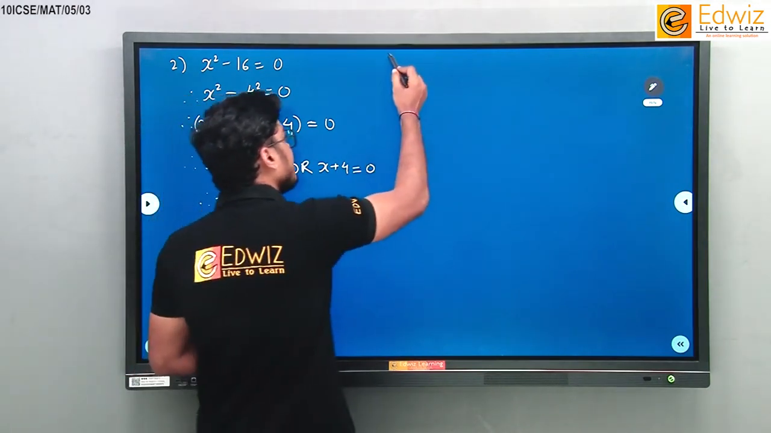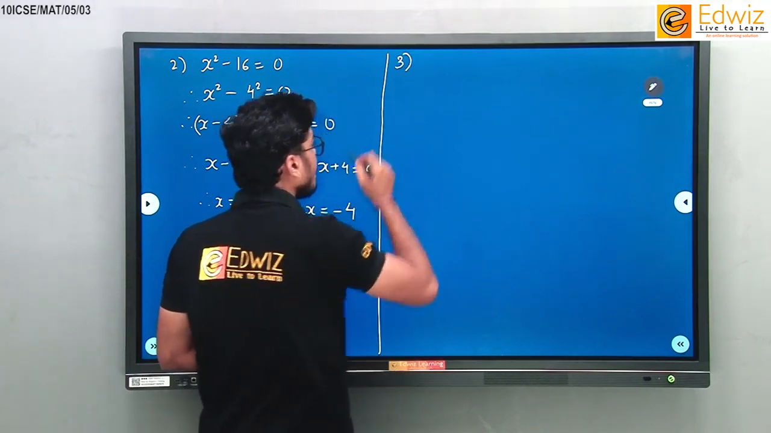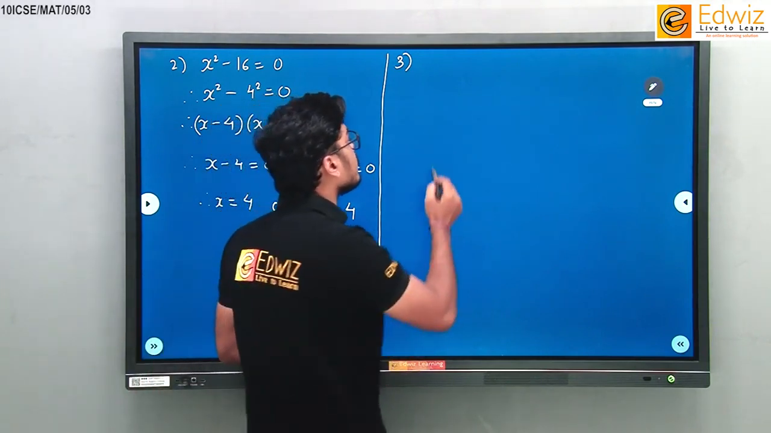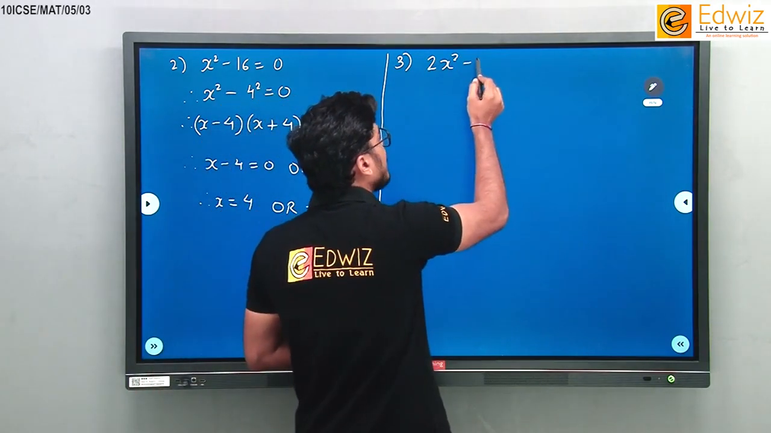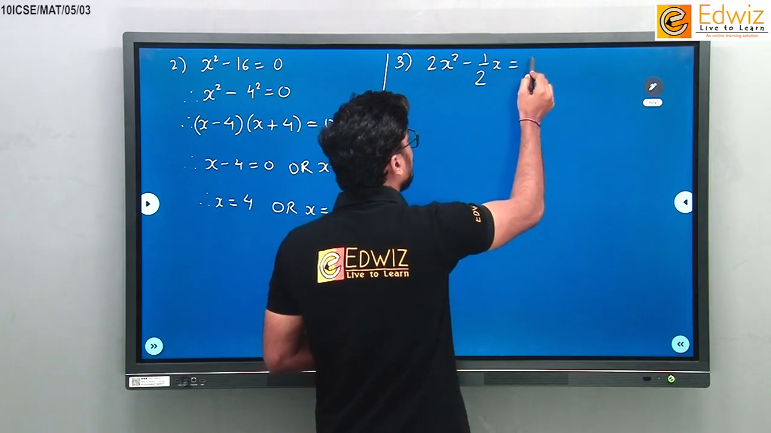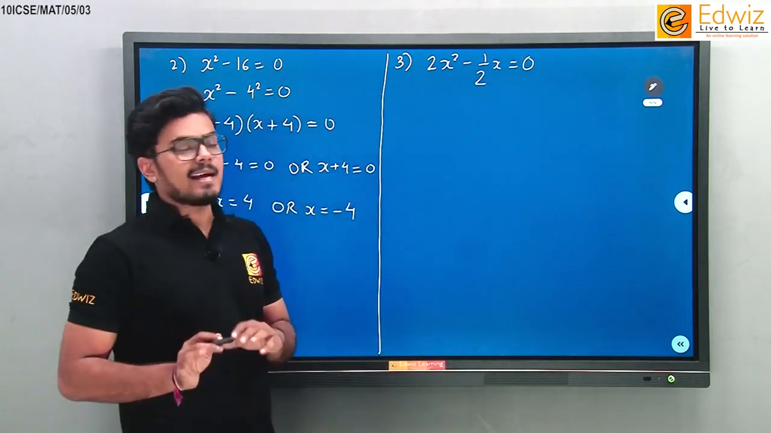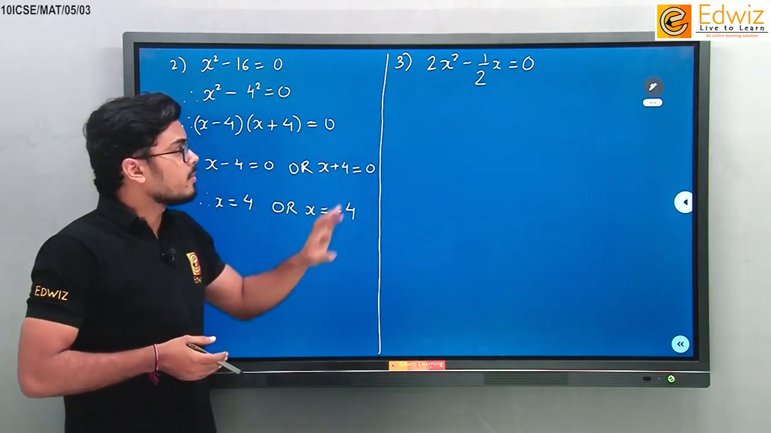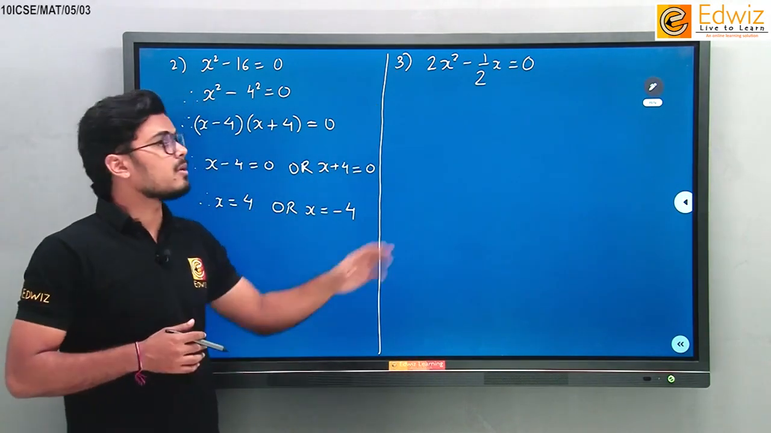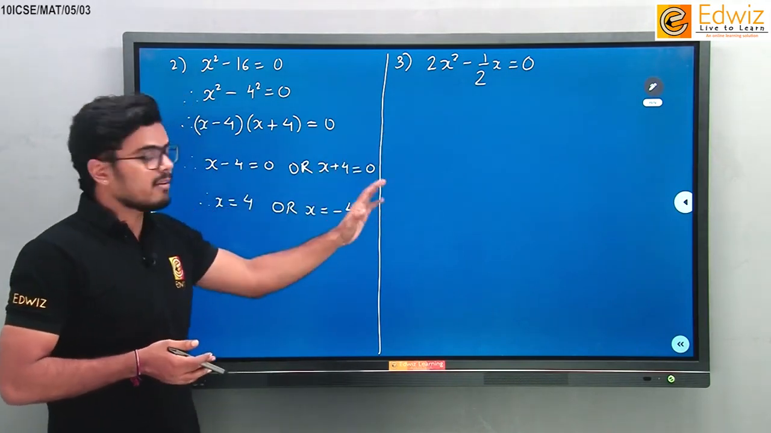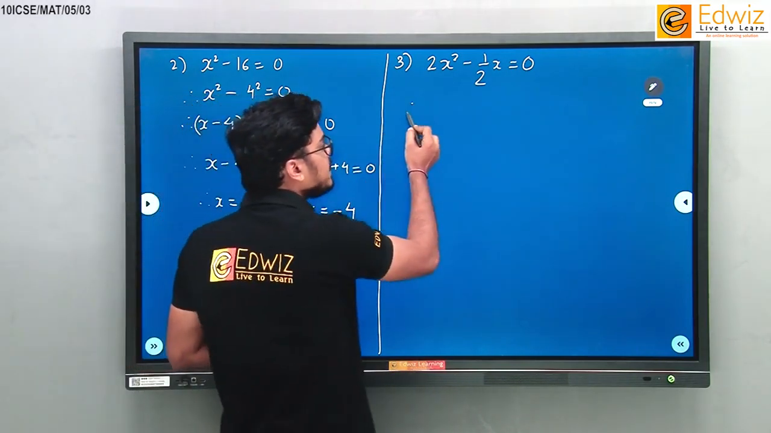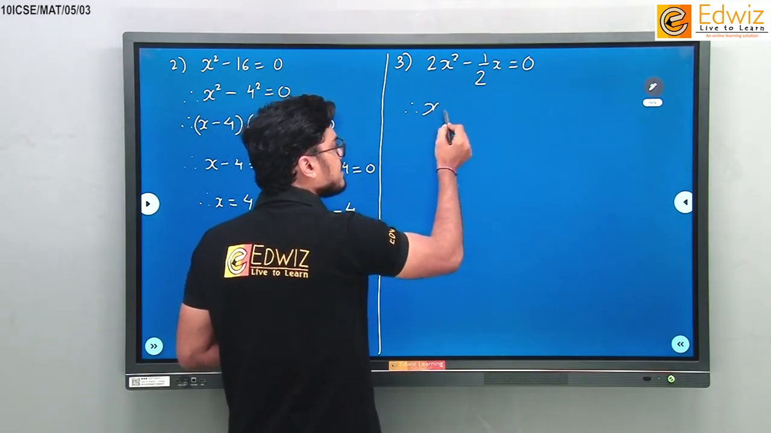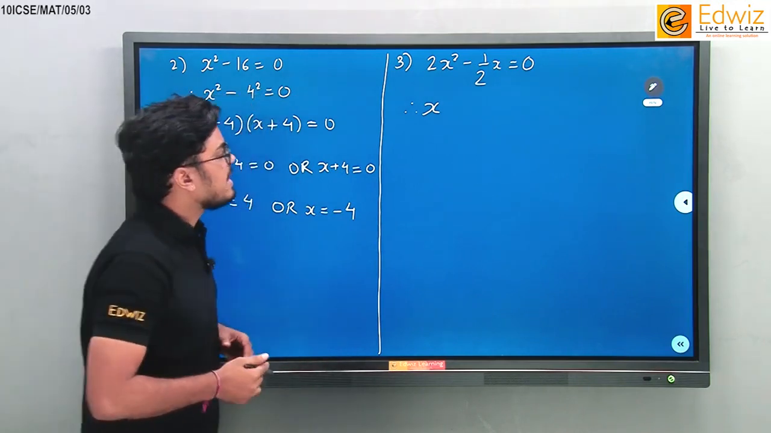Moving on to the next equation that we have. The third equation is 2x square minus half x equal to 0. 2x square minus half x equal to 0. Once again, as you can see, in this equation there is no constant term. But it is still a quadratic equation because the degree is 2, correct? So here what we can do is we can take simply the terms that are common outside. So in these two terms only x is common, correct?